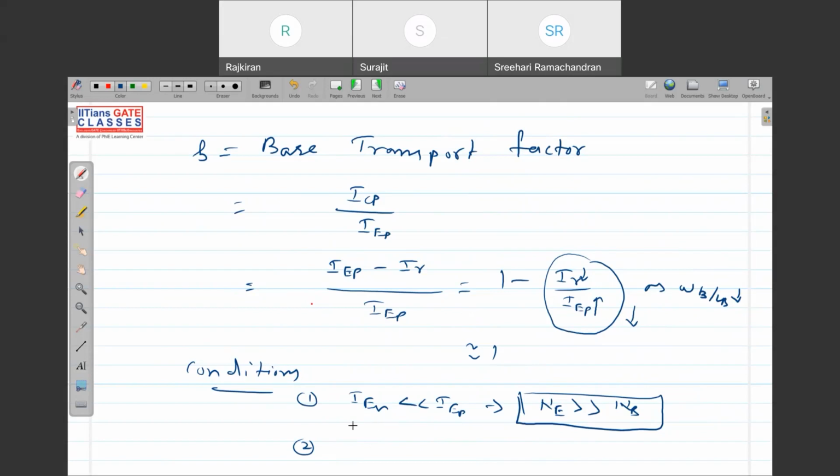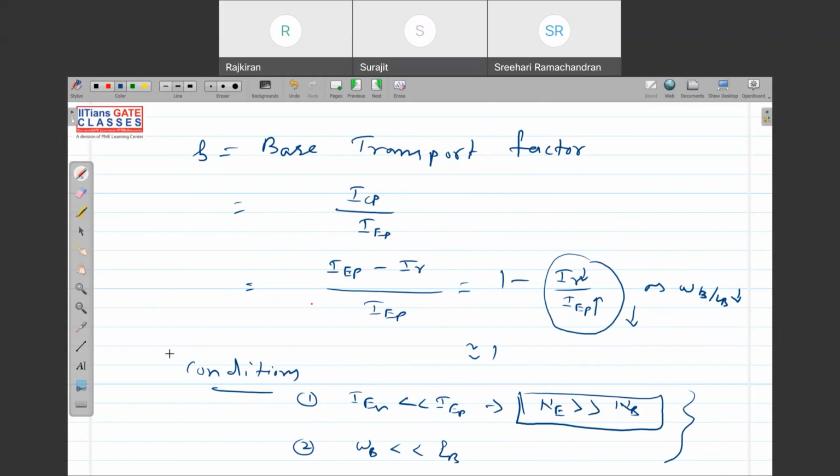Type your question. So what is the second condition? The second condition is the base transfer factor should also be very close to 1. For that, I want my recombination to be very less. So what is the condition? I want to make my WB very small compared to LB. These are the two conditions to make my transistor action successful.